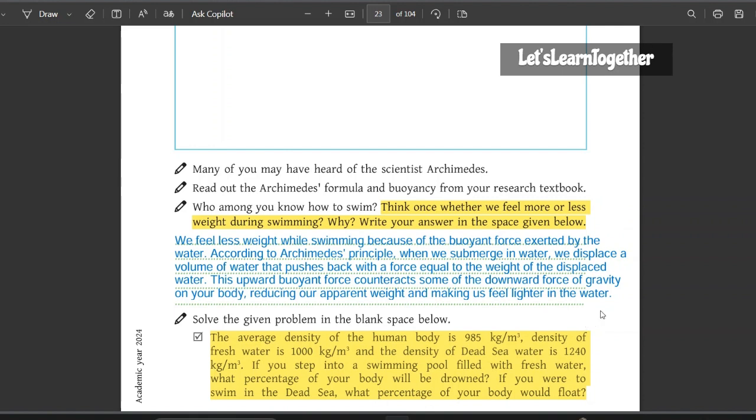Okay, now why is that? That is because of buoyant force. Because when any object or any individual is immersed in water, at that time water exerts an upward force towards it, which acts opposite to that object's weight, right? That's why, due to that upward force, we feel like some of our weight is reduced. It doesn't happen in real, but we feel like that. It reduces our apparent weight and makes us feel lighter in the water.